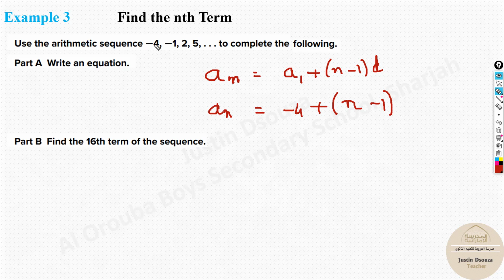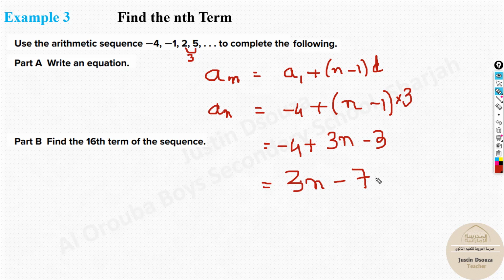n minus 1. What is d here? You're adding 3. If you're getting confused over here because of the negative, just look at easy numbers 2 and 5. What's the difference? 3, easily. It must correspond to the same. Multiplied with 3. So here you will get -4 plus 3 times n is 3n minus 3. Now solve -3 and -4. You will get 3n minus 7. So this is the equation.